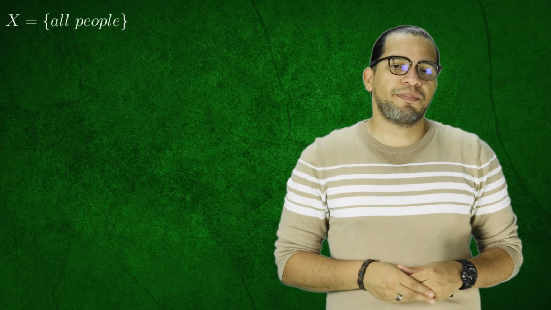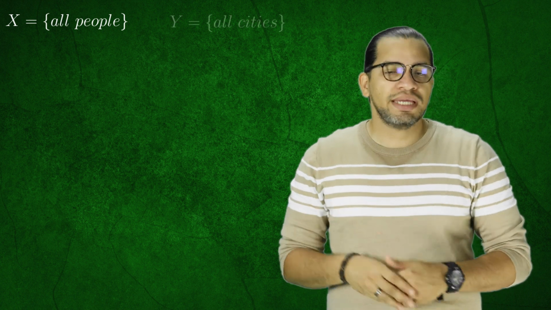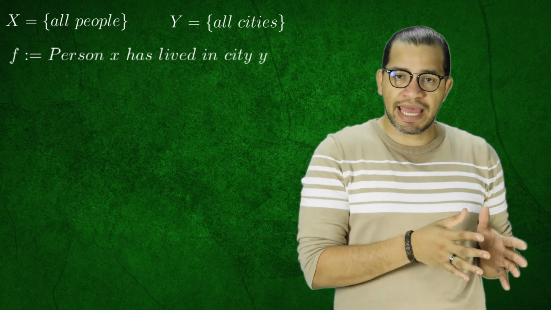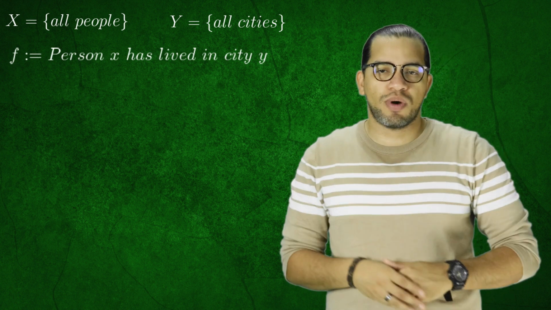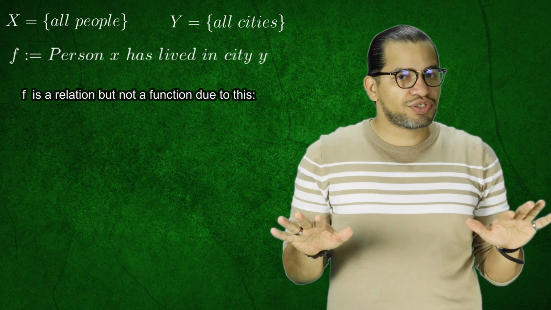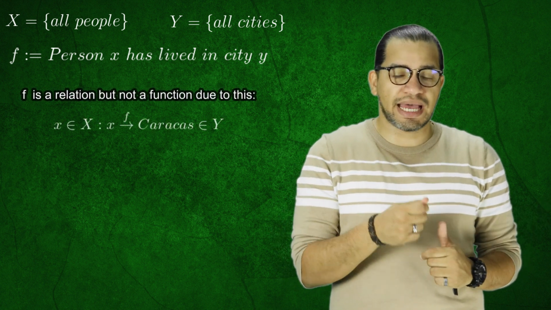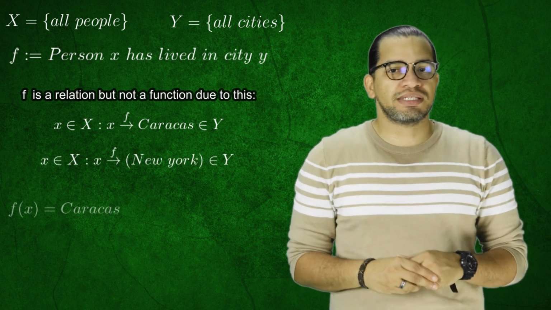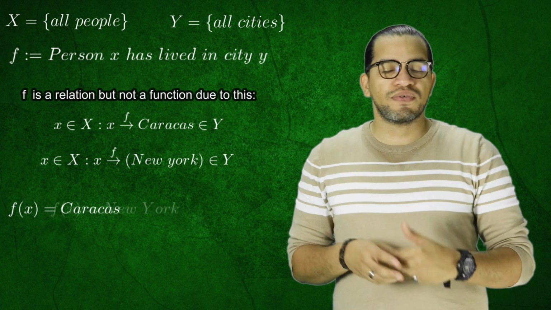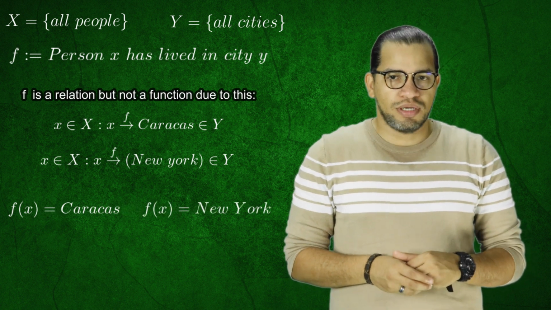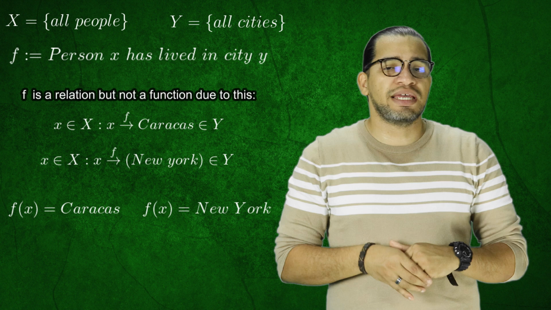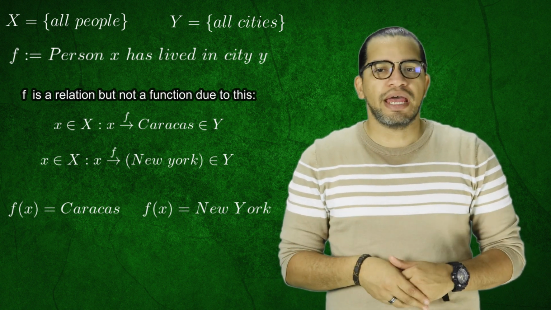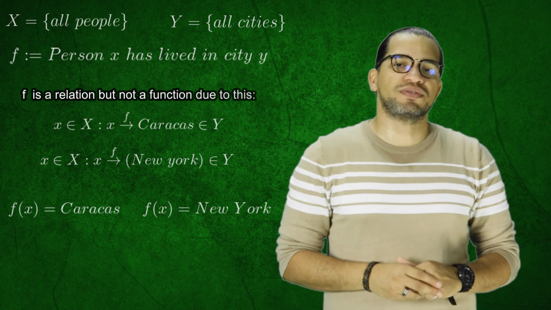Let X be the set of all people, Y the set of all cities, and f be "person x has lived in city y." Now, f is not a function because if x has lived both in Caracas and New York, then f of x is equal to Caracas, and f of x is also equal to New York. So x is not uniquely associated to only one element in Y. Therefore, f is not a function.